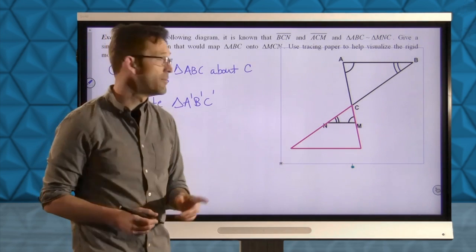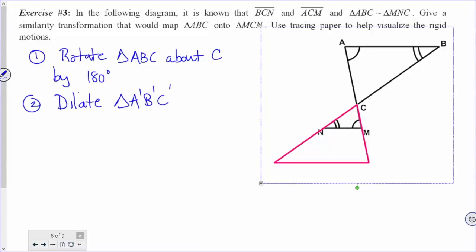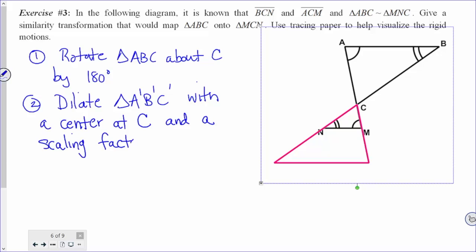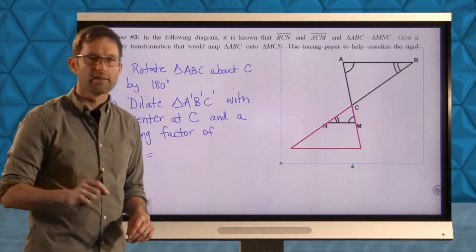All right, let's talk about it. Well, the center is no question. With a center at C and a scaling factor of, and here's where you have lots of choices again, all right? Lots and lots and lots of choices.